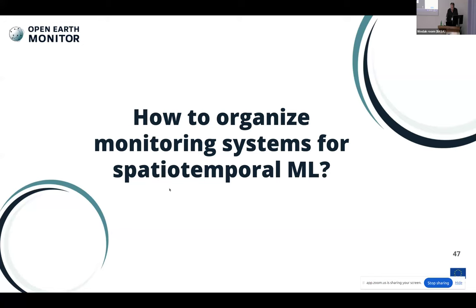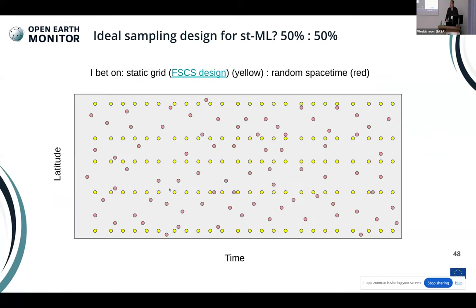Just to finish, how to organize points. I don't have time now to go through everything, I have to stop slowly. But I believe the best system for monitoring is a hybrid design, which is a combination of feature space coverage sampling and random space-time sampling. I would put about 50% of points in each. It looks like this. Have you ever seen something like this? It looks like my daughter making some plot, but you see the grid sample, which is the feature space coverage sampling, but with repetition in time.